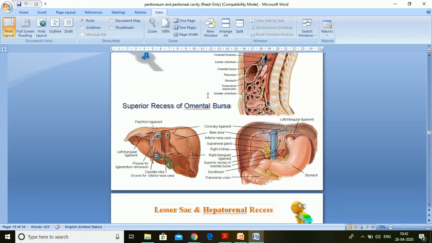So this is the superior recess of the omental bursa, where you will be able to see the superior recess here on reflection of the liver, in front of the IVC.